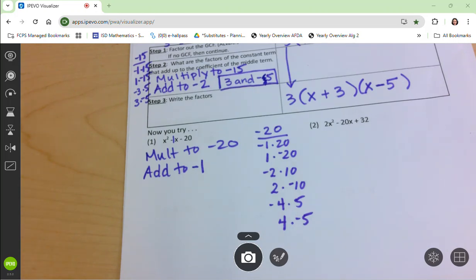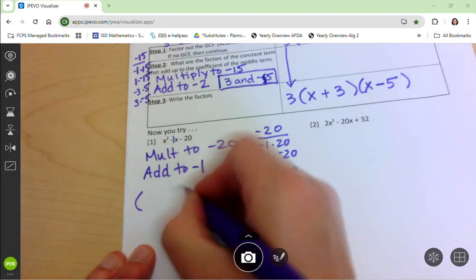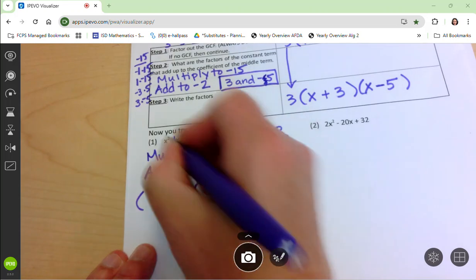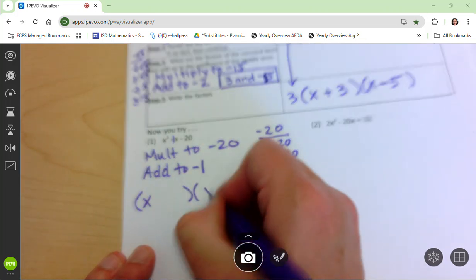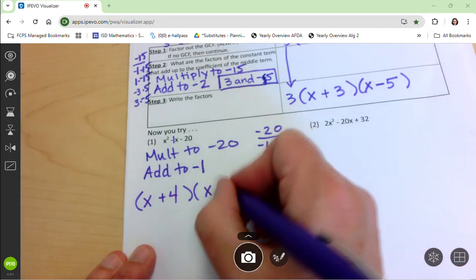What numbers add to negative 1? Yeah, negative 5 and 4. These are the numbers. So I'm going to write my factors with parentheses. X squared is x times x, plus 4 and minus 5.